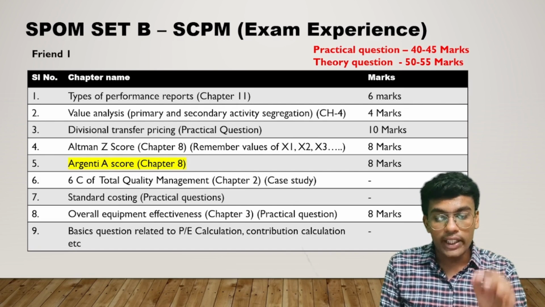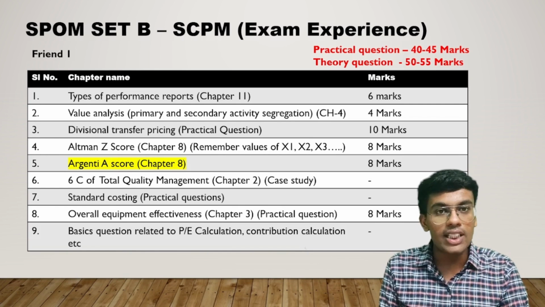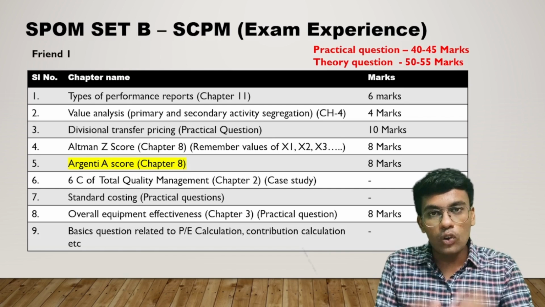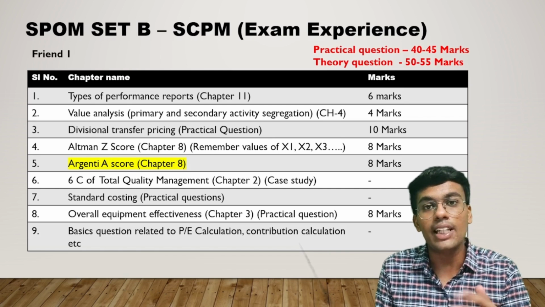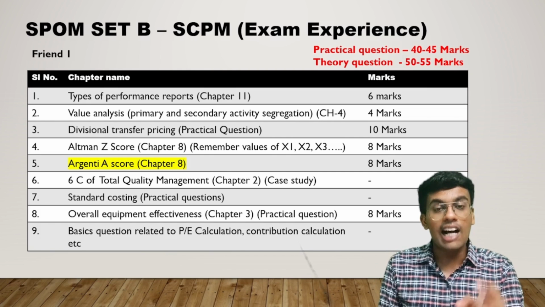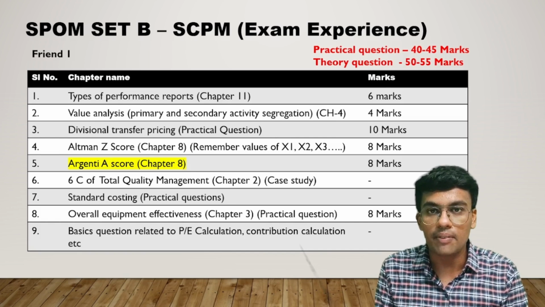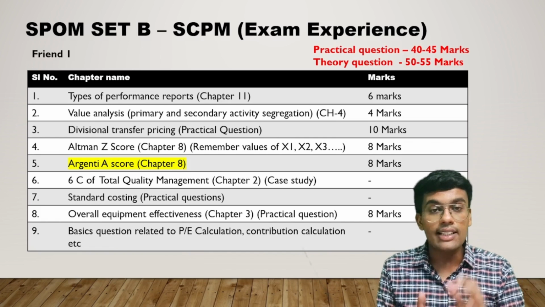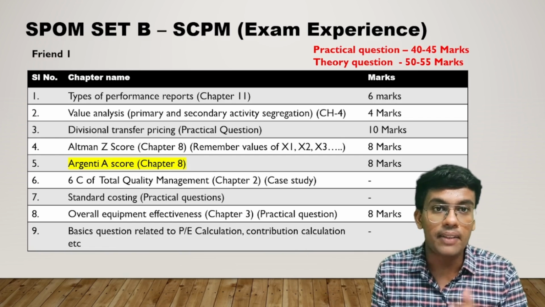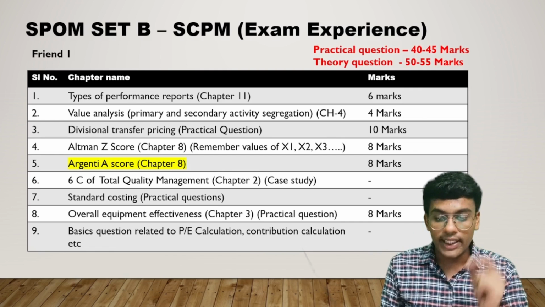Argenti's A score, point number 5, was again asked for 8 marks. I spoke to 3 of these friends, and many other friends also told me the same thing, that Argenti's A score is a question that is repeated in the examination. Out of the 3 friends I spoke to, this question was repeated in 2 of them, and it came for 8 marks in their examination. So you can understand the kind of importance this particular topic has. Argenti's A score was asked for 8 marks.